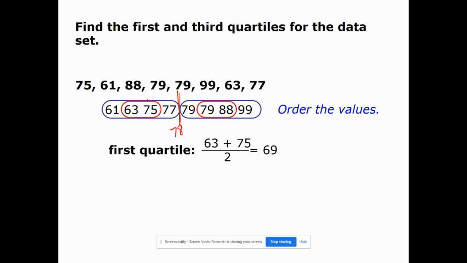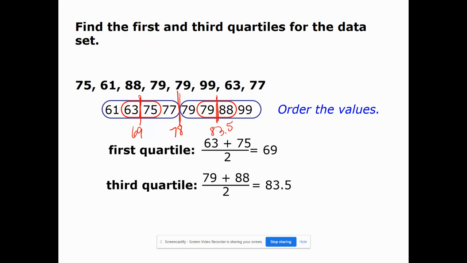I'm going to look at the lower half of my data. Notice that there are 2 data items there, so I need to add them up and divide by 2, which gives me 69 as my first quartile. Then I look at my upper half of the data and find the median there. 79 plus 88 divided by 2 is 83.5. So my first quartile comes in here, it's 69, and my third quartile comes in here, it's 83.5.